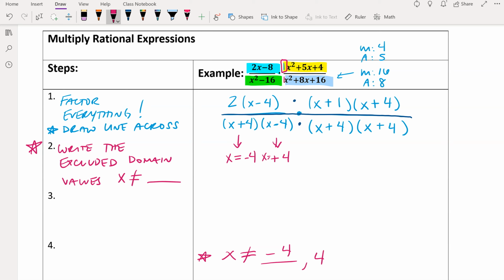So we would put +4 down here. This one is -4 again. This one is -4 again. X equals -4. So we only have to write -4 once. We already got it down here, so we don't have to write it again.